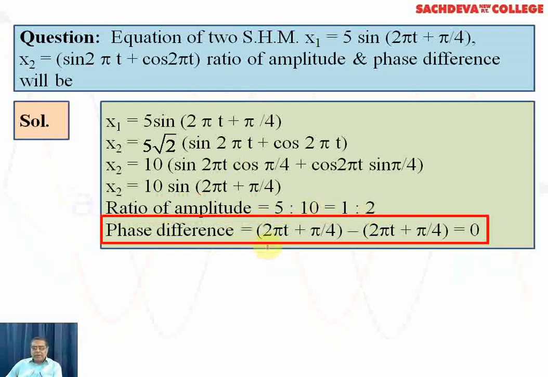So we have to take the portion written along with sine in both equations. First of all, we write 2 pi t plus pi by 4, and we subtract from it the second equation's phase, that is 2 pi t plus pi by 4. Both are the same phase, hence they cancel off and the phase difference will be 0.